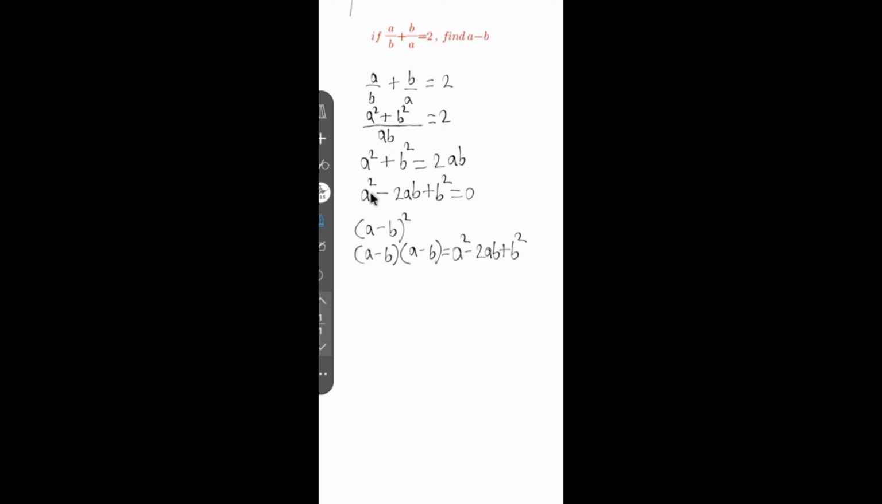So we can use this one now to replace this. So it will now be A minus B square equal to 0. Now, if you look at the question, they say we should find A minus B. We already know that this whole place is the same thing as this. So now I can say A minus B equal to the square root of 0, which is A minus B is therefore equal to 0.